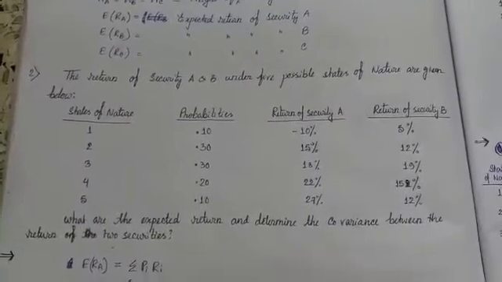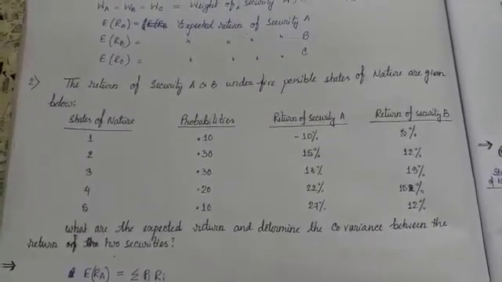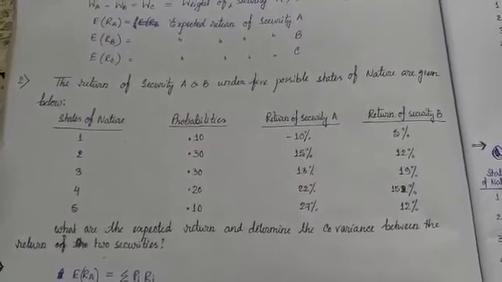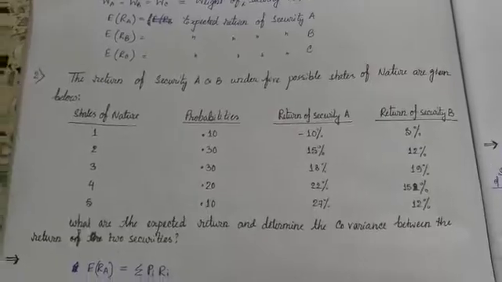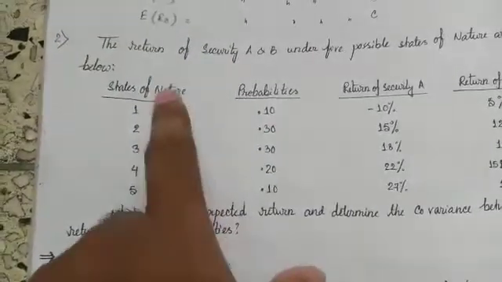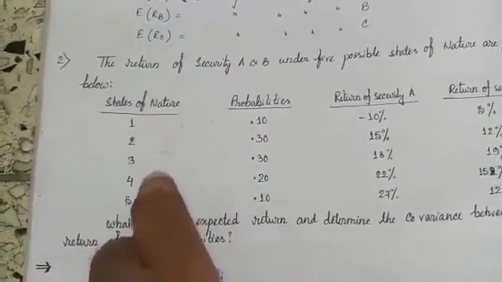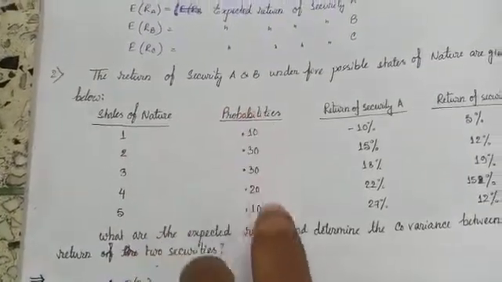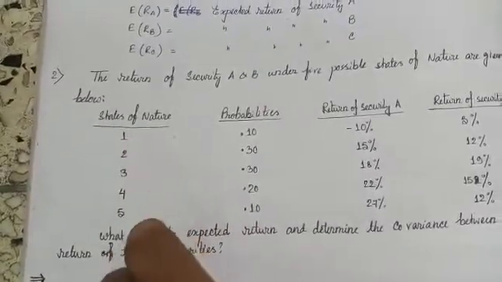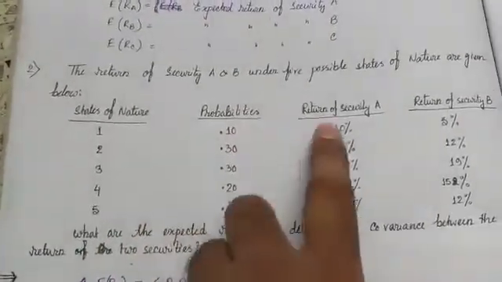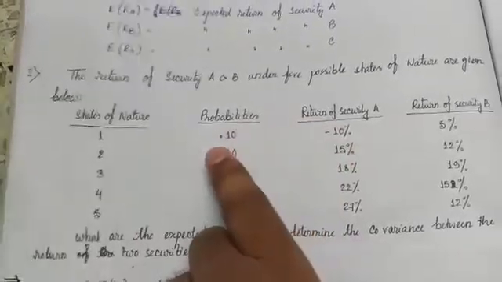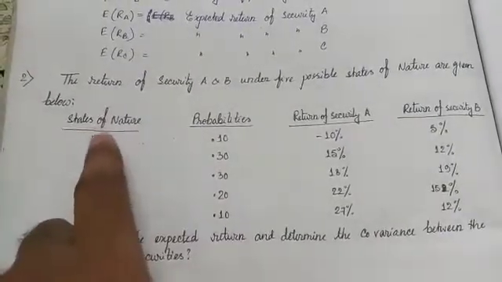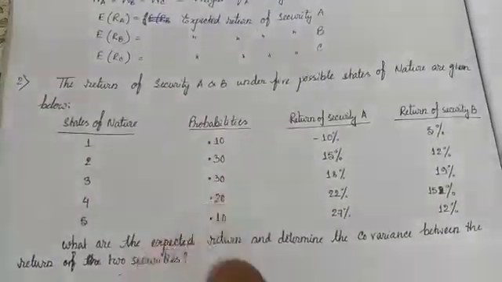Now here there is another question. The return of security A and B under possible states of nature are given below. That means these are the states of nature, meaning the phases of the economy, and the probability associated with each state of nature is also given. Return associated with security A is also given. Return associated with security B is also given in different states of nature with associated probabilities.